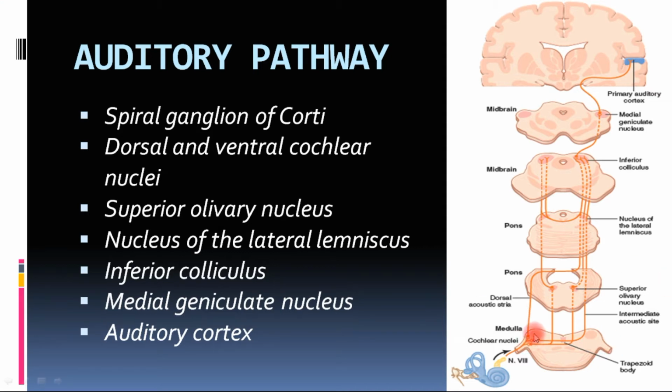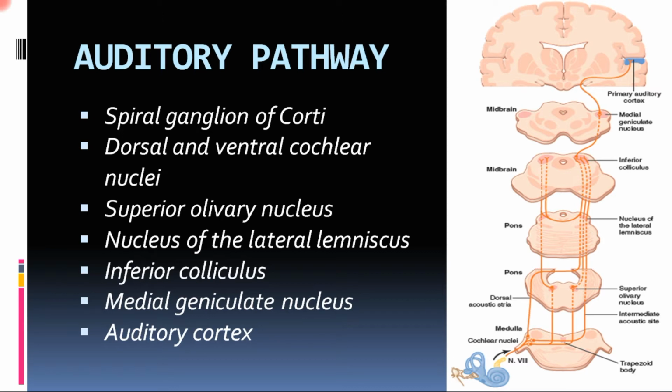From there the second order neuron arises, and it goes to the second destination, called the superior olivary nucleus. This is the second destination for our auditory pathway. One thing you have to notice here is that most of the neurons arising from the cochlear nuclei cross to the opposite side and then supply the superior olivary nucleus.